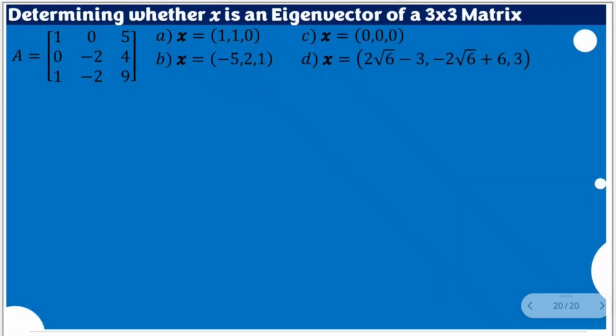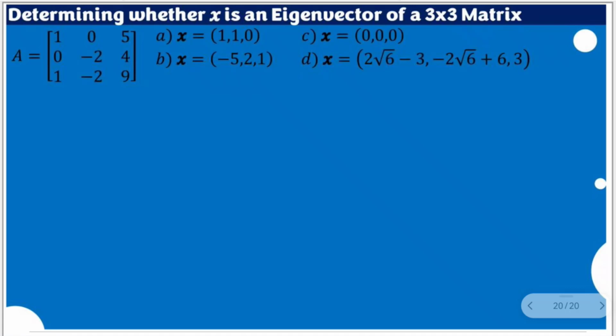Let us try to determine which of the given x vectors, we have 4 of them, is considered an eigenvector of the given matrix A, which is a 3 by 3 square matrix. Before we proceed with the process, there is one important theorem that we need to remember that might help us in analyzing our results later.